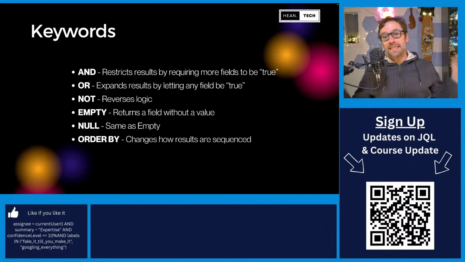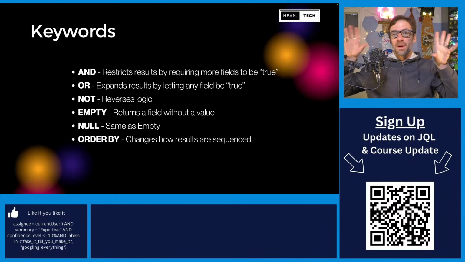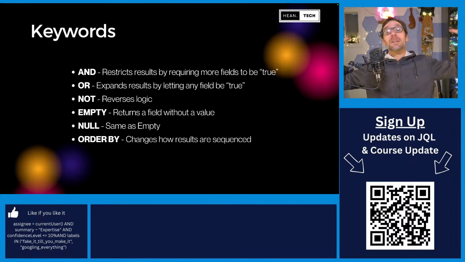Or does the opposite, or expands what we get because multiple things could be true. Reporter equals Robert Hean or priority equals high will get me every ticket where Rob is the reporter and every ticket where the priority is high. That list will be much bigger than just one or the other.